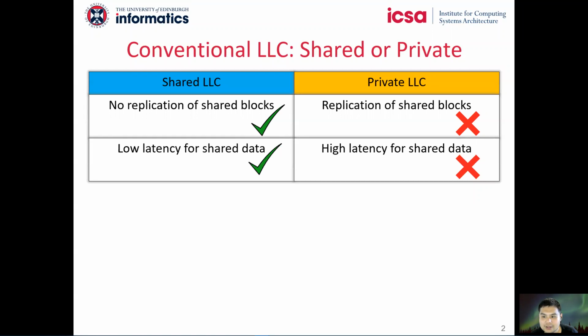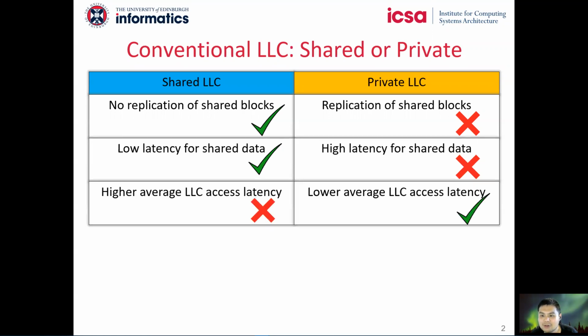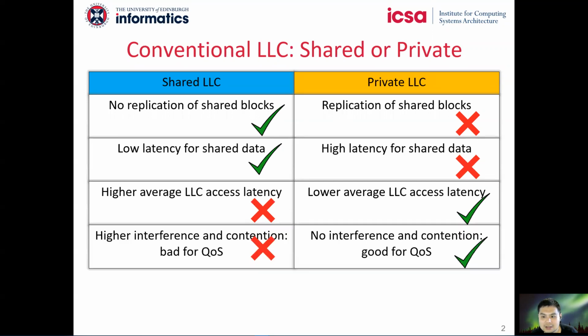Secondly, when a cache block is shared, we can easily find the block in the shared LLC. But in the case of private LLC, we may need to go to the remote coarse private LLC to find this data. This means that the access latency for shared data is low in shared LLC. However, if a block is private to a core, then the average latency of a local hit is quite low in private LLC organization. The last point is that the shared LLC will cause high thread interference and contention, which is bad for QoS. But in private LLC, there is no interference or contention, which is good for QoS.